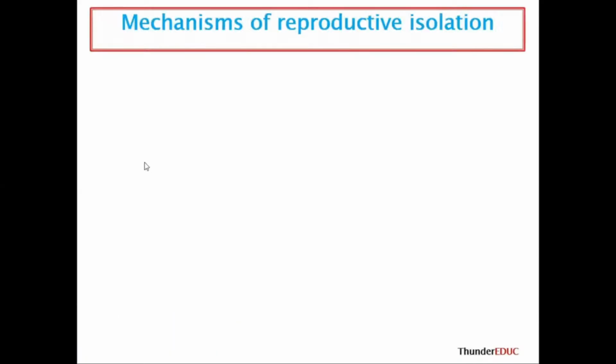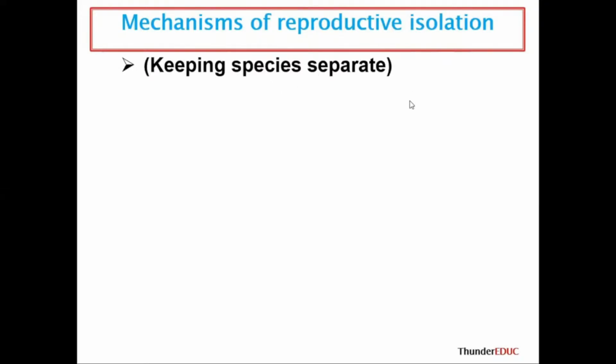So what are some of the mechanisms of reproductive isolation? When you talk about reproductive isolation, it means that sex is not happening. Organisms have been isolated from sex. They are not reproducing. So that isolation, what are some of the mechanisms? What are some of the things which result in these organisms not reproducing?